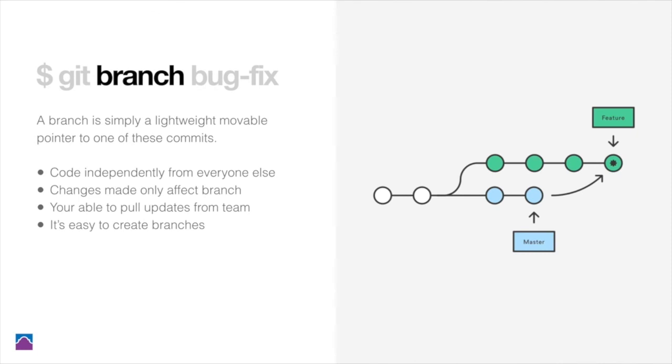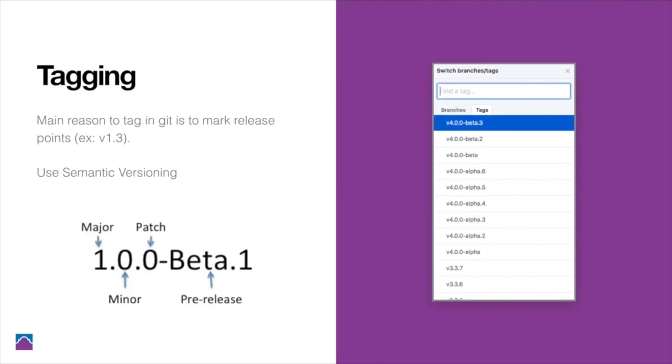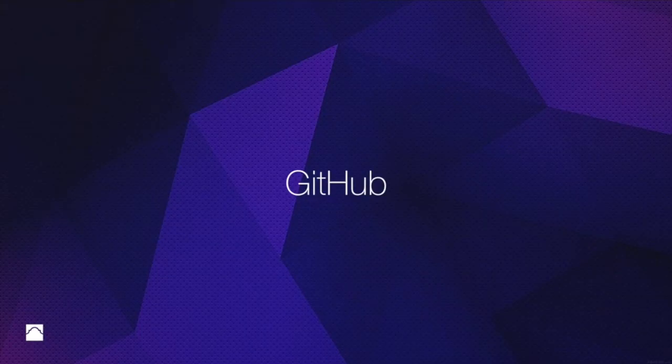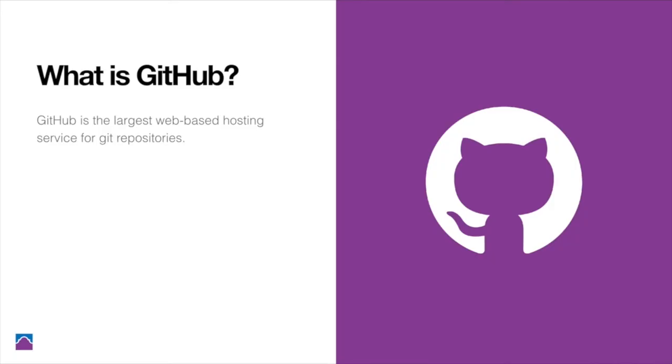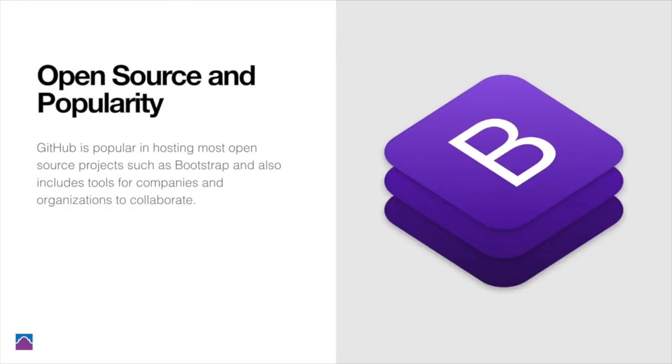I'm not going to go over branches, but they're great. Tagging also is awesome. GitHub is the one I'm going to want you guys to use. We're going to be using it for the project itself. Just letting y'all know, it's the largest web-based hosting service for Git repositories. It's popular, so it stores a lot of open source projects, like Bootstrap, which I'm going to go over. It's a great HTML CSS framework.